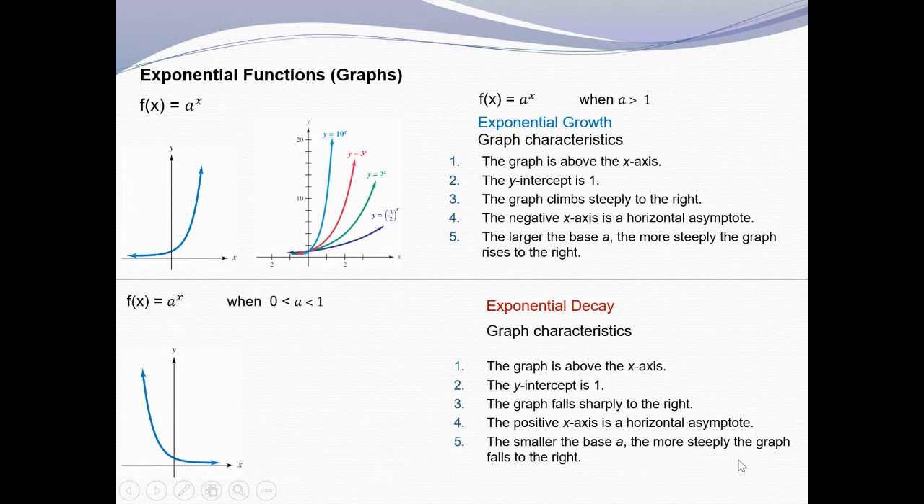And the smaller the base A, the more steeply the graph falls to the right. Okay? So the smaller the A, the more the graph goes to the right. Just like the one here, right? The bigger it was, the higher the A, the more it went here towards the y-axis.